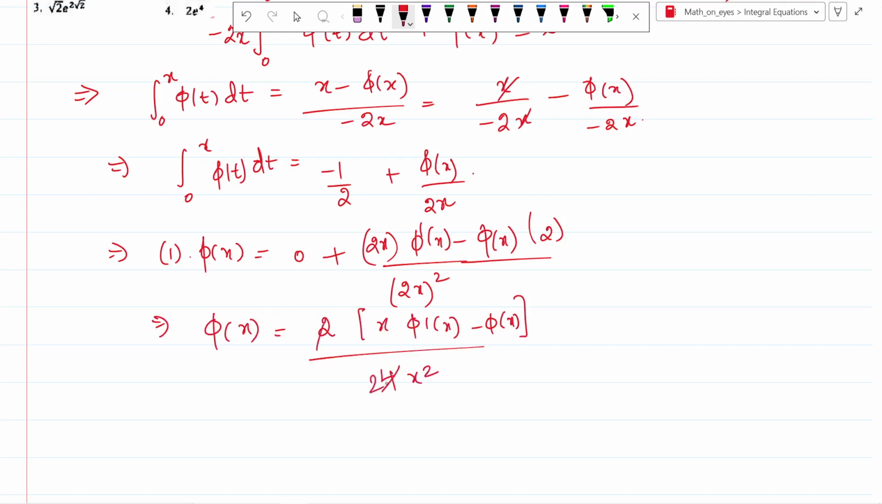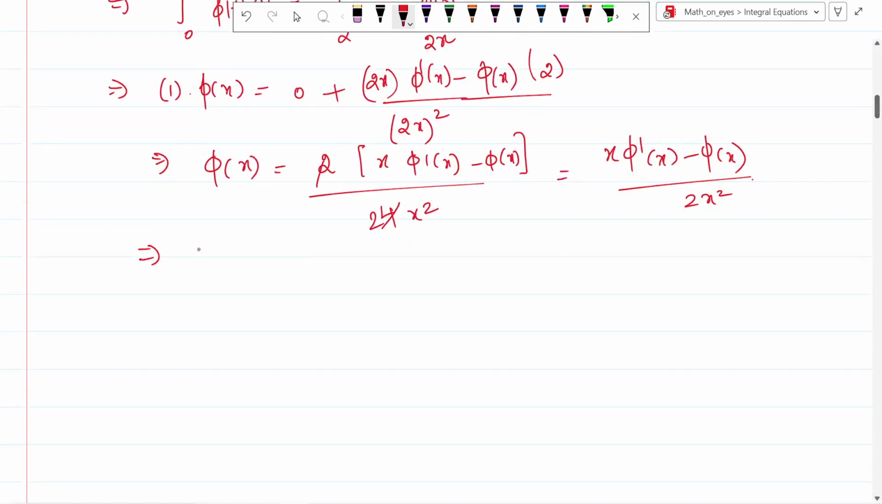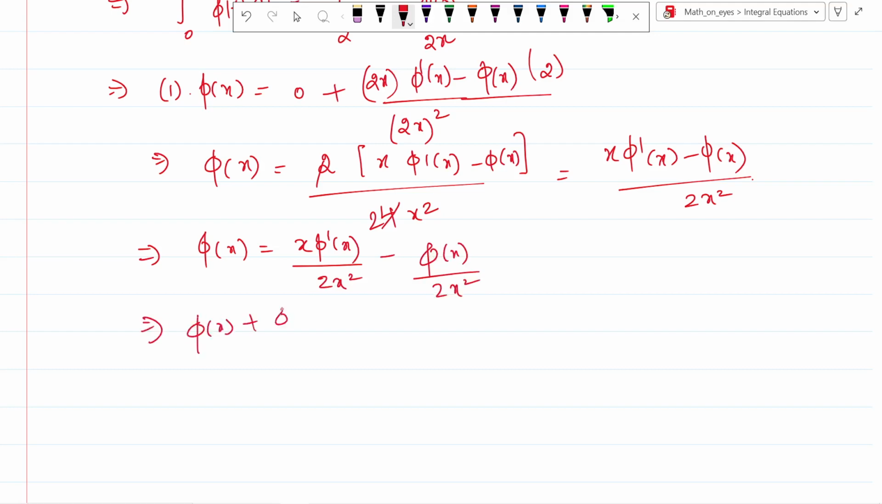So 2 and 4 cancels each other, 2x squared. X into phi dash of x minus phi of x divided by 2x squared. So this implies phi of x, I'll take this 2x squared for each numerator separately. So phi of x is equal to x phi dash of x divided by 2x squared minus phi of x divided by 2x squared. I'll bring this minus phi of x divided by 2x squared to the left hand side. So this will be phi of x plus phi of x divided by 2x squared. And here it is equal to, x and x squared cancels each other, so this is phi dash of x divided by 2x.